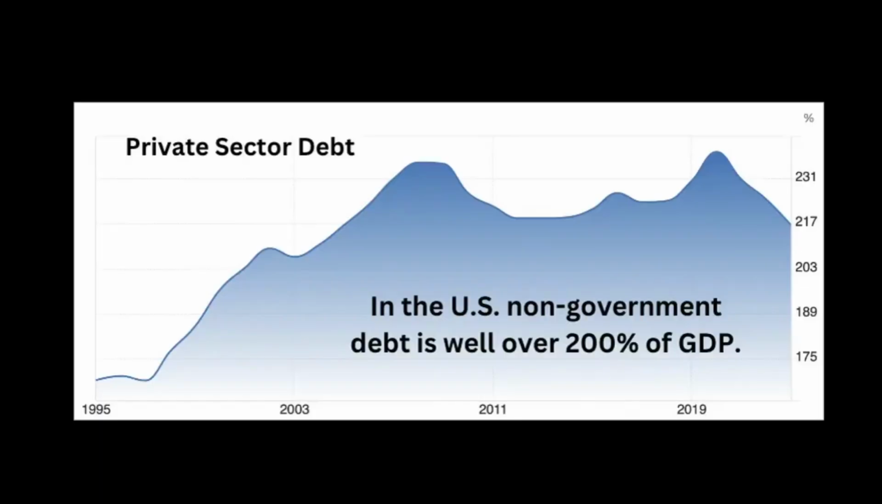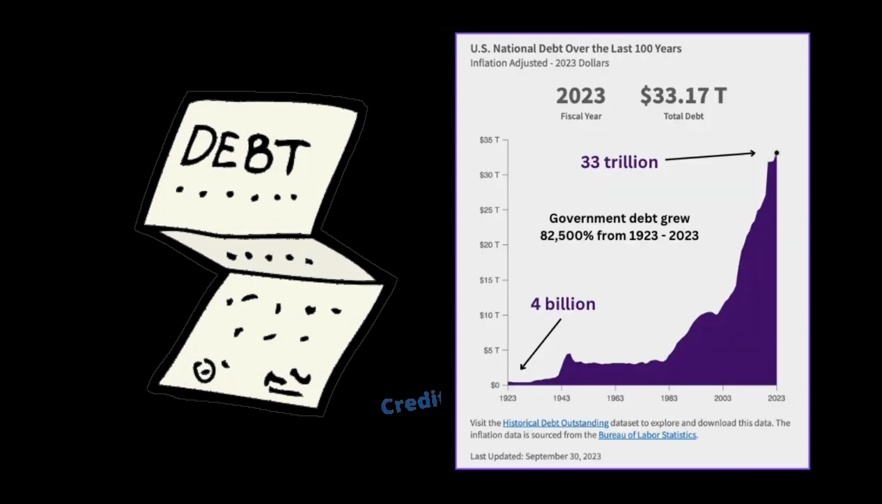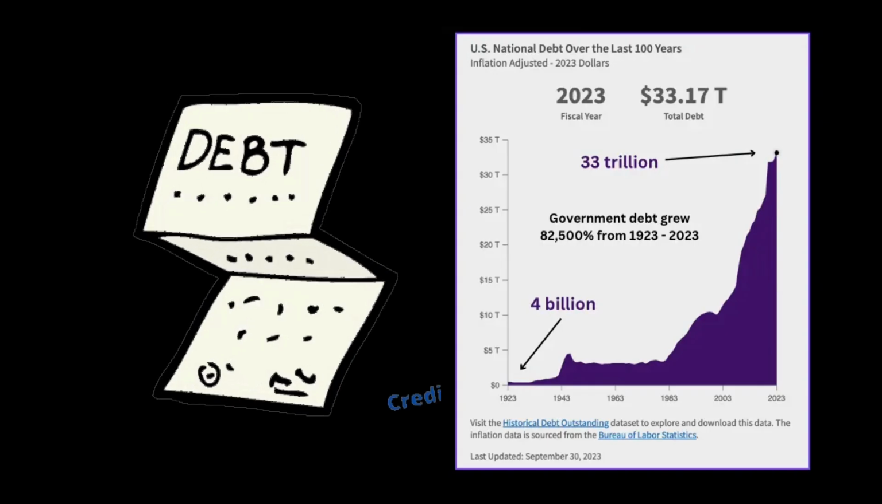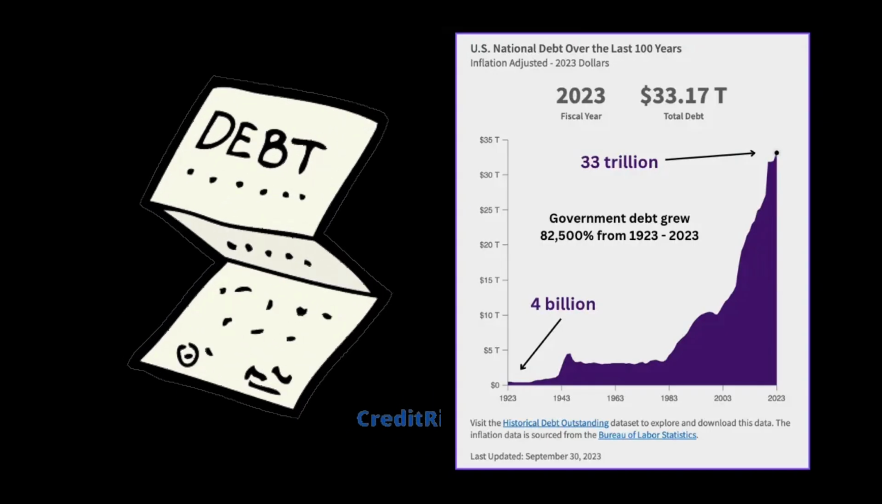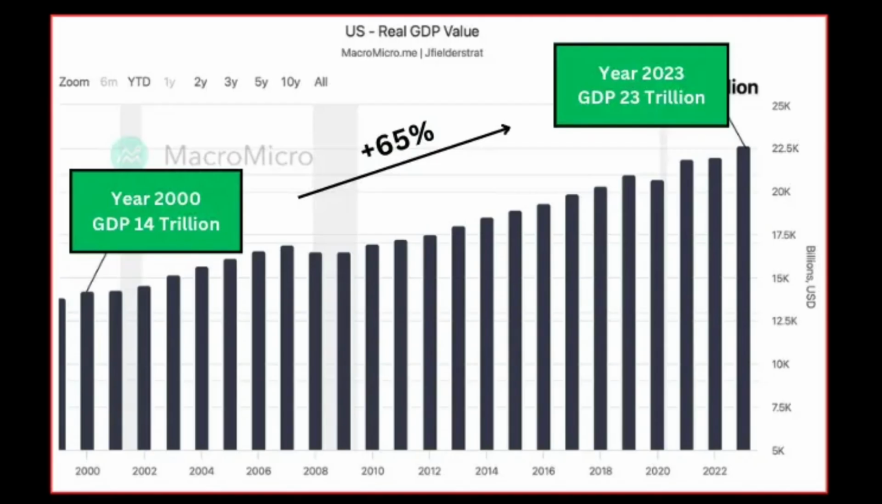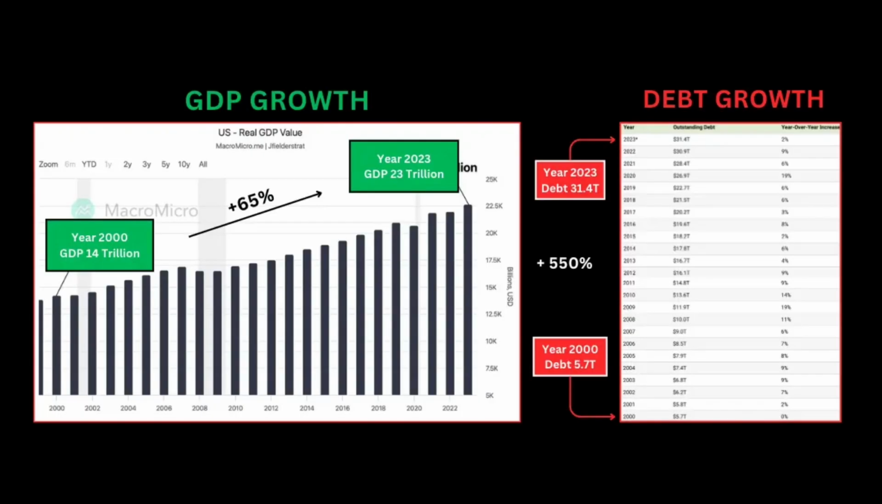As of 2024, non-government debt, known as private sector debt, is about 3 times the size of US GDP, or about 200% of GDP. In the last 100 years, government debt, known as public debt, grew 82,500% from $4 billion to $33 trillion. And this makes total U.S. debt somewhere around $98 trillion. In a 20-year span, GDP grew 65%, while the U.S. debt burden grew a whopping 550%.